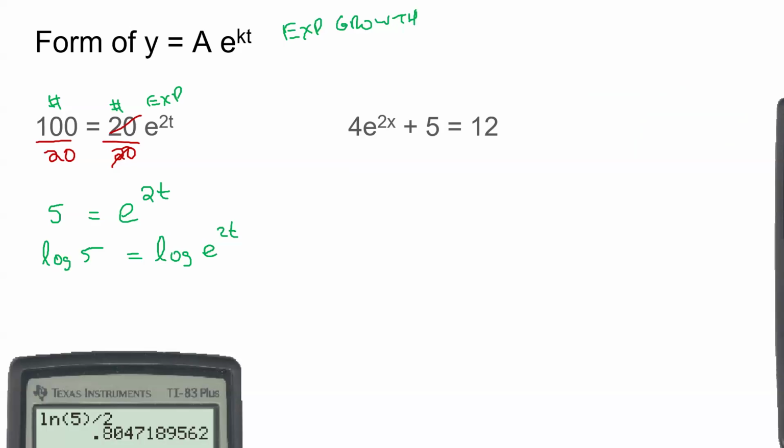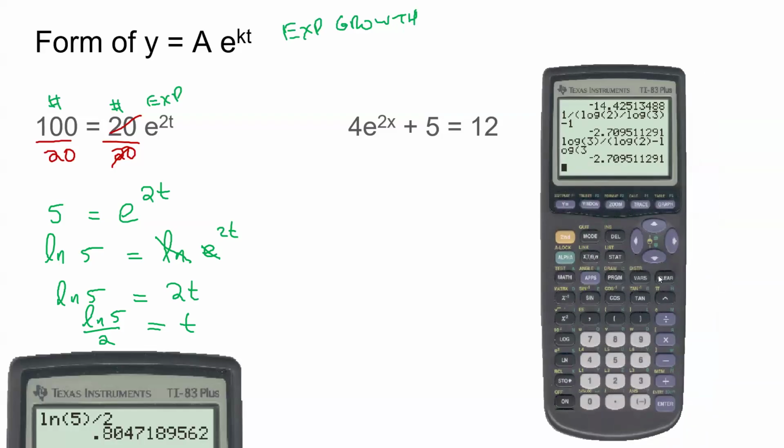That would work. Here's something that would be even better. Instead of doing the common log right there, let's do the natural log. If I take the natural log of both sides, I've got natural log of 5 over here. That's just a number. But here I've got the natural log of e to the 2t. And the natural log and e are going to cancel. And I'll just have natural log of 5 equals 2t. At this point, all I have to do is to divide by 2.